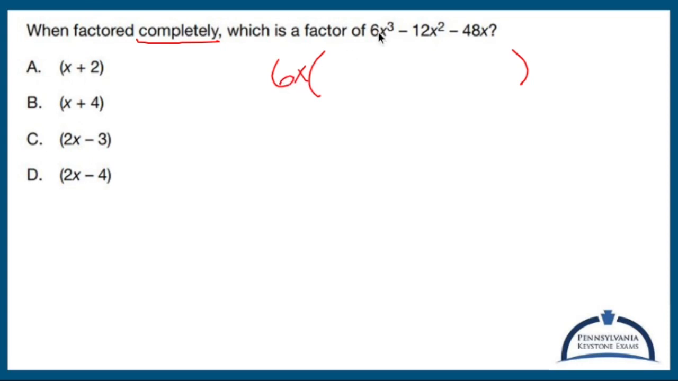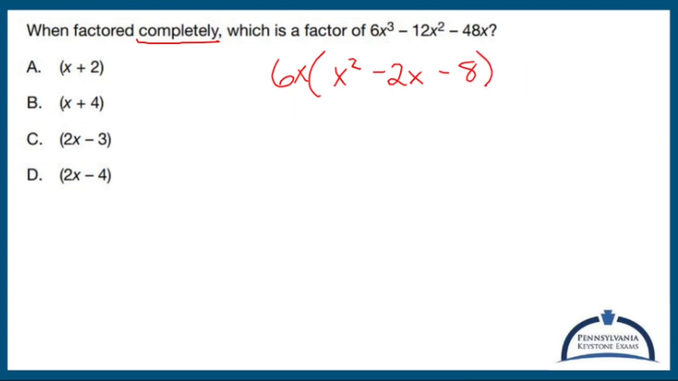If I divide 6 from 6, I'm left with an invisible 1. If I divide an x from 3 x's, that leaves me with 2 x's. If I divide a 6 from negative 12, I have a negative 2. And if I remove an x from 2 x's, I have an x. If I divide a 6 out of negative 48, I have negative 8. And if I remove an x from an x, I have no more x's. So let's just scoot you over there.